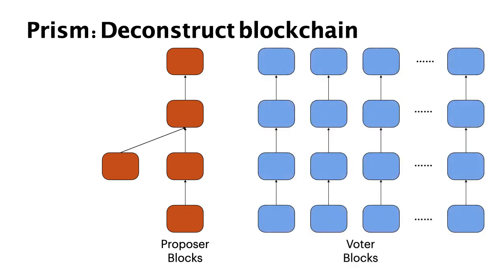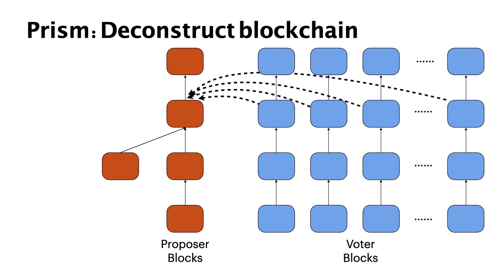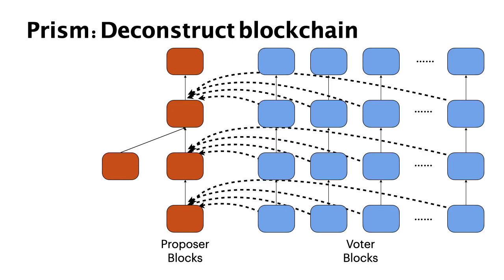Voter blocks form many parallel voter chains, and the role of voter blocks is to vote for a proposer block. This voting happens for every voter block in every voter blockchain. In each level in the proposer blockchain, the one proposer block that gets the most votes will become the leader proposer block, and those leader proposer blocks form the ledger.